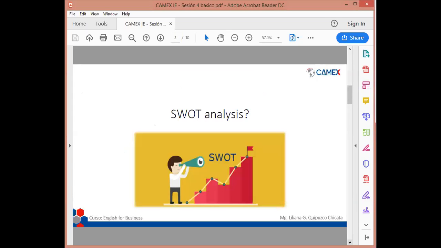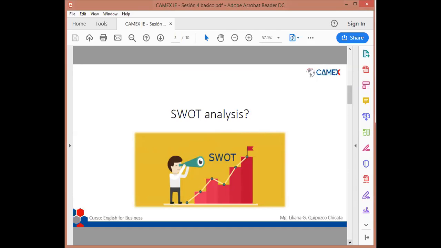So, what is a SWOT analysis? Have you ever heard about a SWOT analysis? Maybe if you are at university, you have heard about it. You maybe know how to do it, you know the word in Spanish, but maybe you don't know it in English. So, SWOT analysis in Spanish is FODA, analysis FODA.